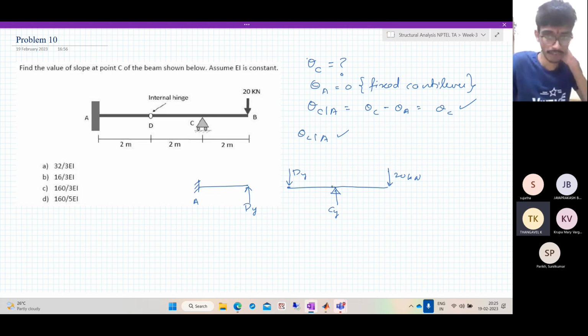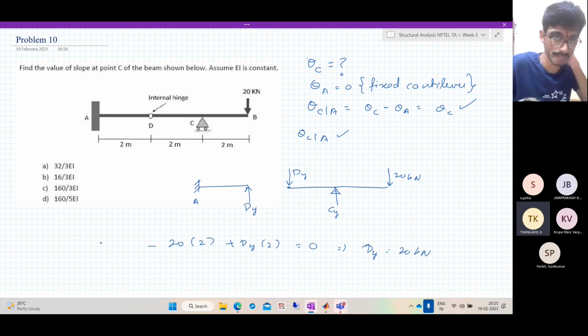Okay, so let's take moments about the point C. What do we get? We'll get 20 minus 20 acting at 2 plus Dy acting at 2 is equal to 0, which means Dy is equal to 20 kilonewtons. It acts downwards, so here it acts upwards.